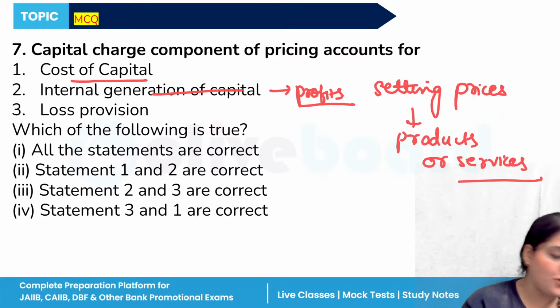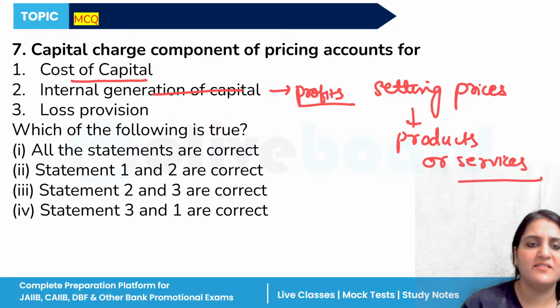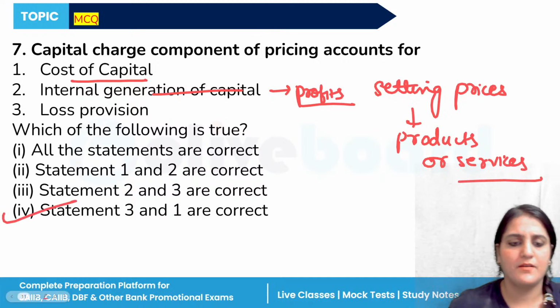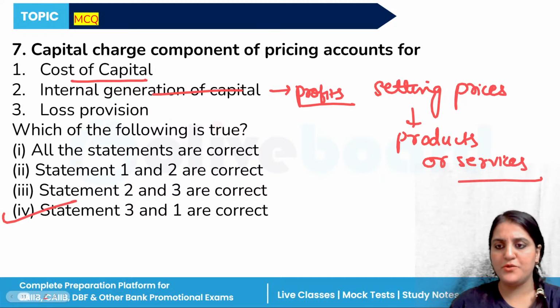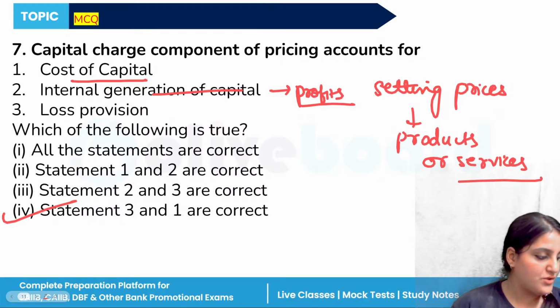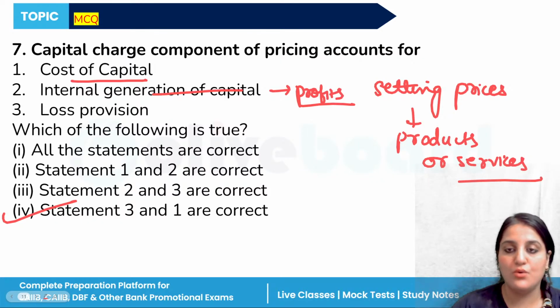So here, statement three and statement one are correct in this case. For the seventh question, the fourth option is correct here: cost of capital and also the loss provision. Okay.